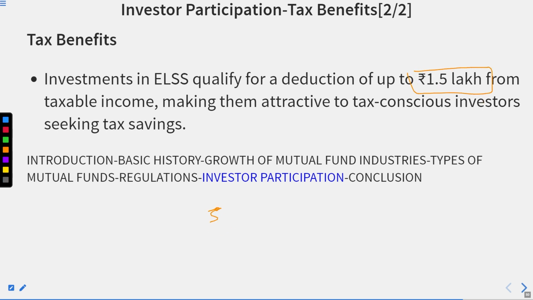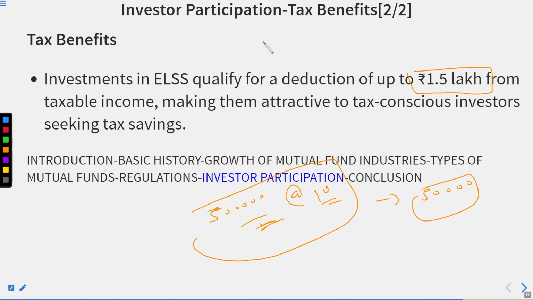So suppose 5 lakh is taxed at 10%. So how much are you required to pay? 50,000. But 1.5 lakh will be minus. So it means only 10% will be applicable on 3,50,000. It means instead of 50,000, you are required to pay only 35,000. So not 3 lakhs, 35,000 only. Okay. So that is the benefit.